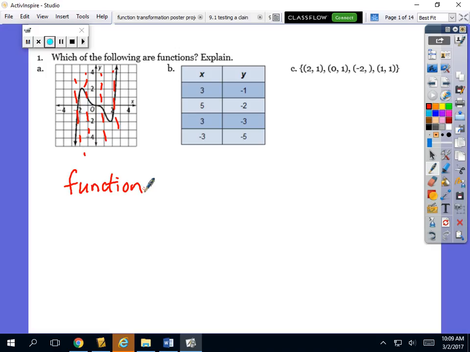When we look at a table, we look at the x values. If there's a repeat of the x value, that x value can only be paired with one y. And this x value is paired with two different y's, because we have a 3 paired with a -1 and a 3 paired with a -3. So that is not a function.